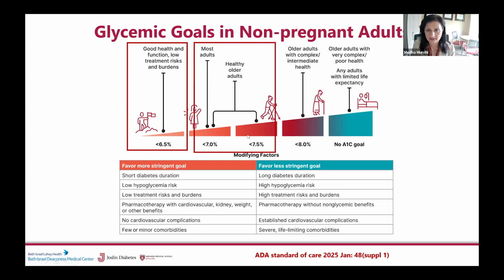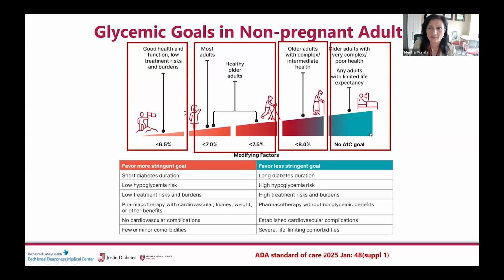Most of the older adults or healthy older adults would fall somewhere here, where you want somewhere between 7 to 7.5. Older adults with complex intermediate health can have a glycemic goal of less than 8%, and those with very complex or poor health, and we'll talk about what makes them intermediate or poor health, are the patients for whom a glycemic goal does not really make sense.